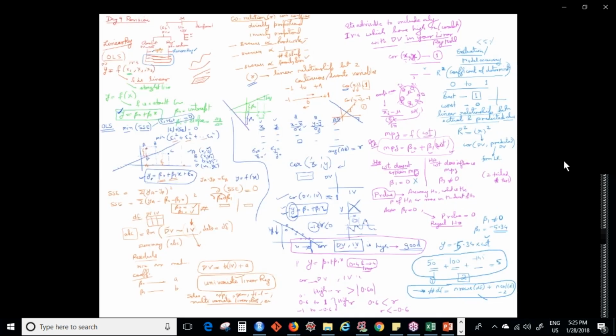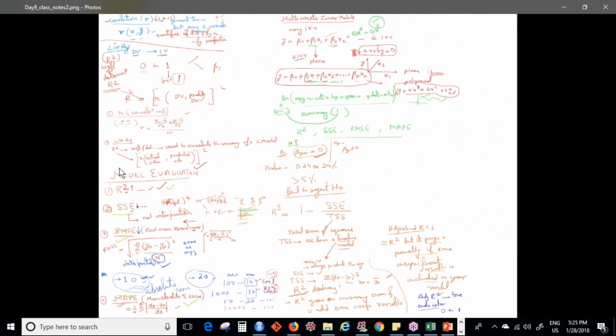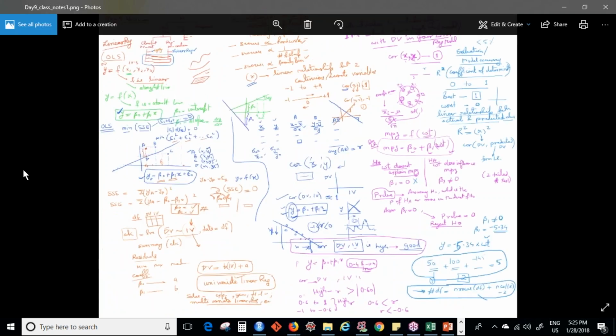I think I messed up with the class notes. I added both and I saved it on the same. Model evaluation. No, I think I'm good.